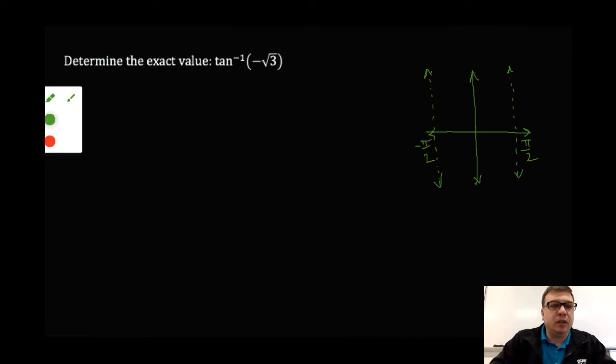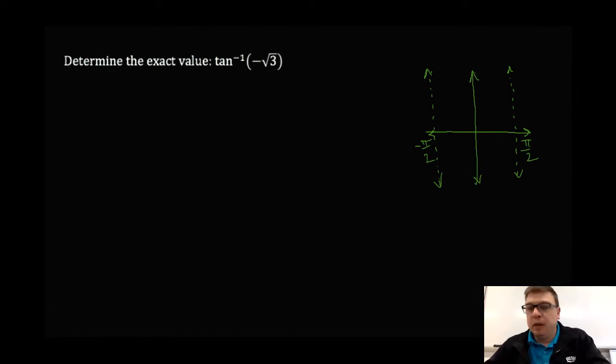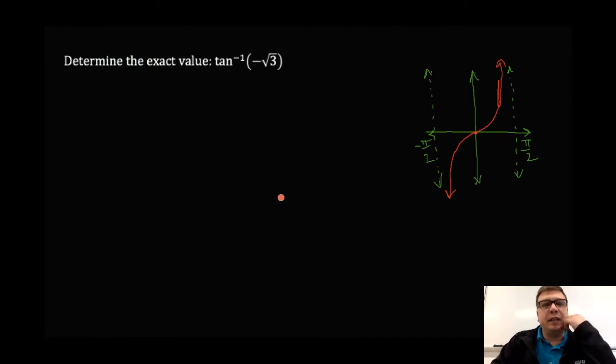I'll choose a different color just for the graph itself. So we start here at 0, 0, and then we curve ourselves up, bound by the asymptote line. And then we go this way and down. And we're looking for where it is negative square root of 3.